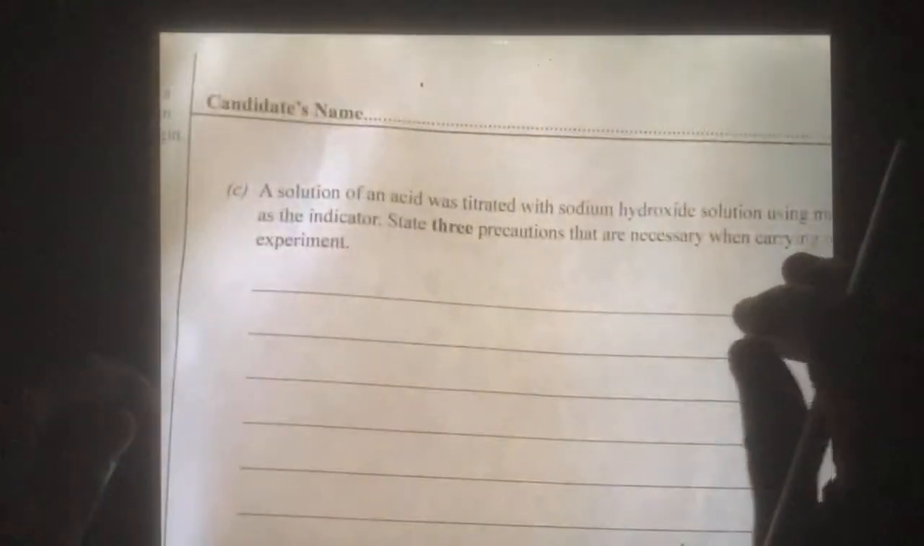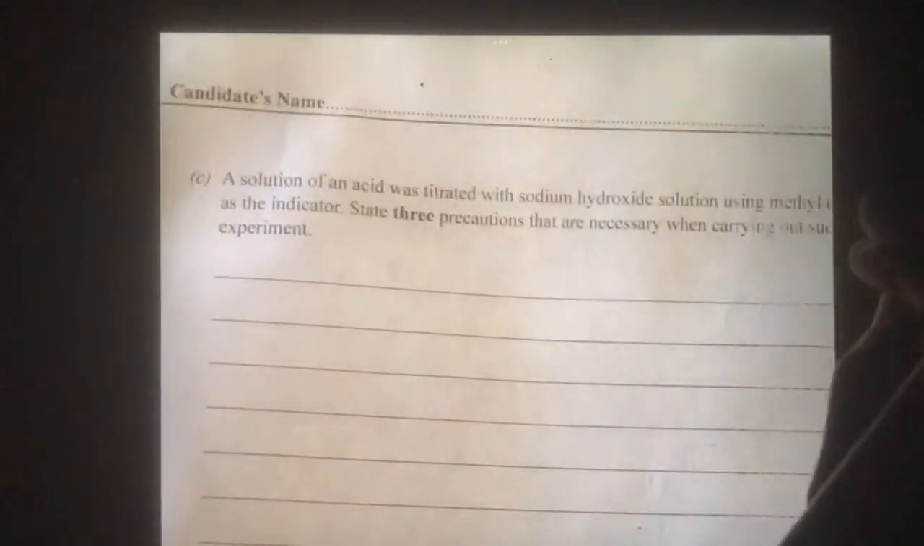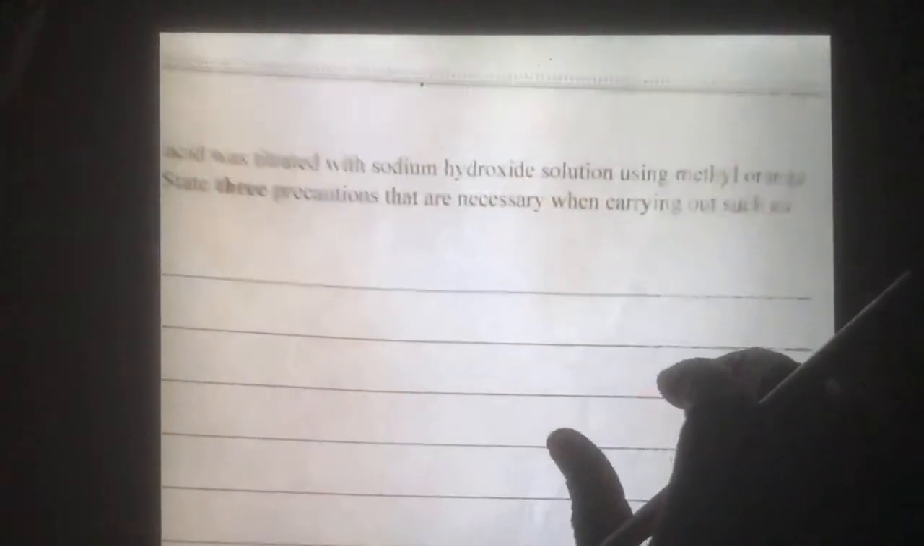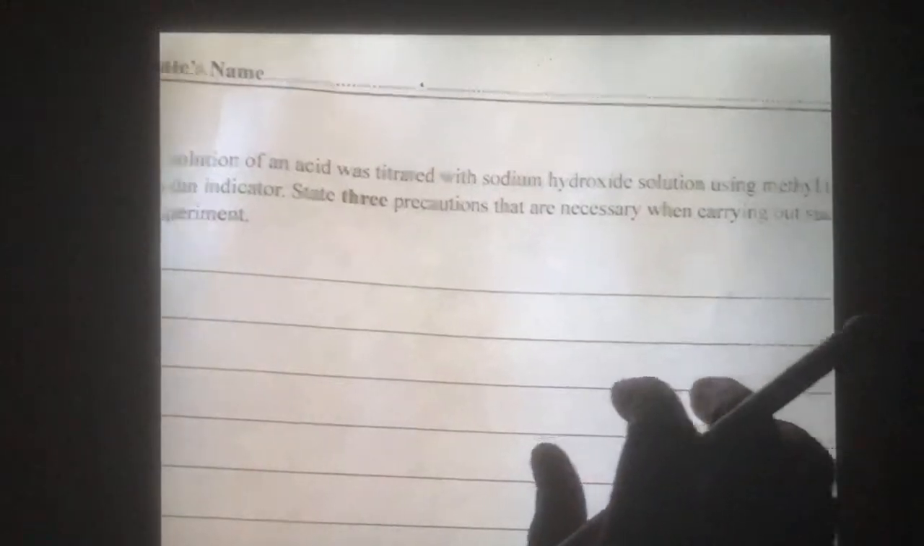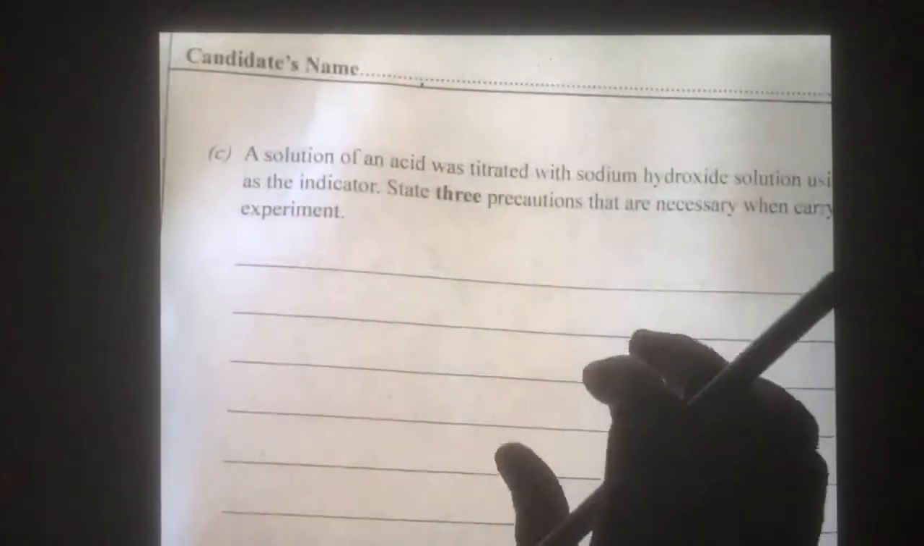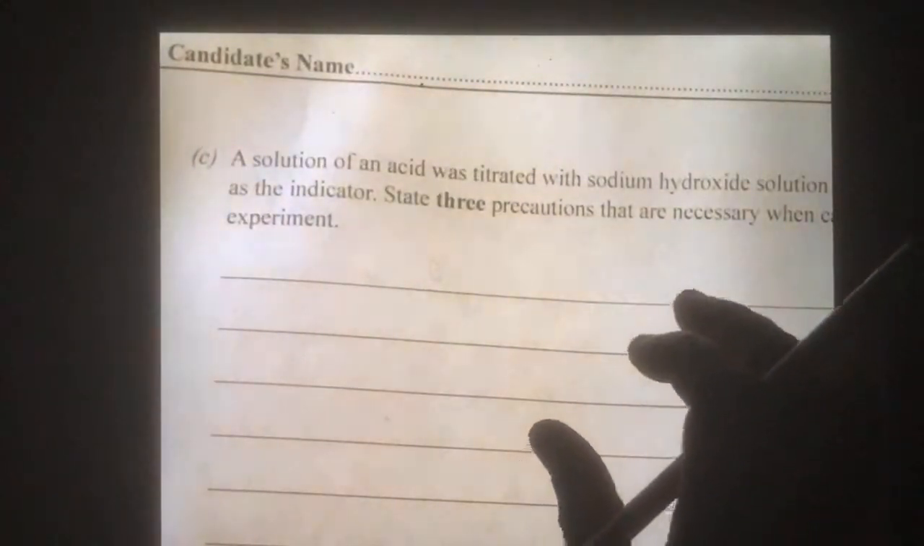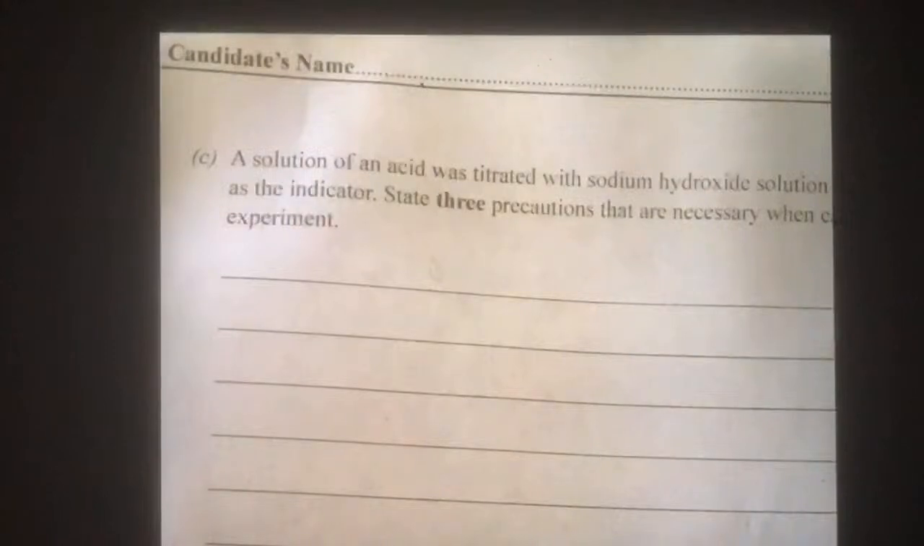I think the last question is here, which says, welcome back, please. A solution of an acid was titrated with sodium hydroxide solution using methyl orange as the indicator. State 3 precautions that are necessary when carrying out such an experiment. You are just required to state precautions taken during titration.